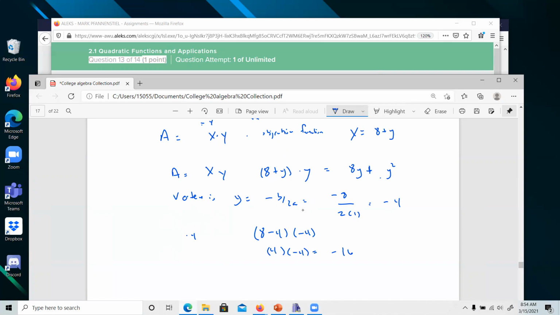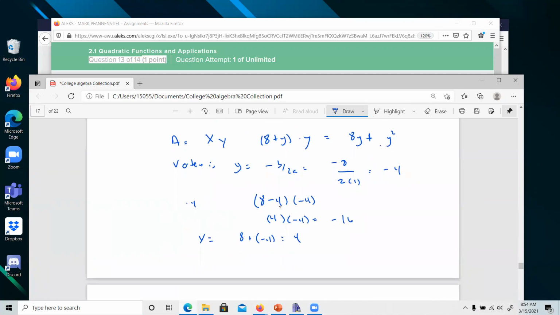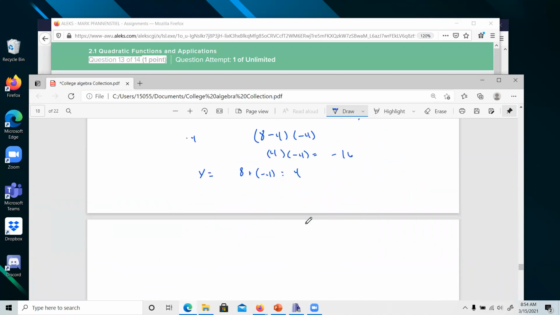They might want to know what x is, okay? So because we know x plus y, we have x is equal to 8 plus y. So x would be 8 plus negative 4. 8 minus 4 is 4. Okay. And again, we multiply them together, we still get negative 16. So my solution here is x is equal to 4, y is equal to negative 4, and then we'll see what happens here. All right.